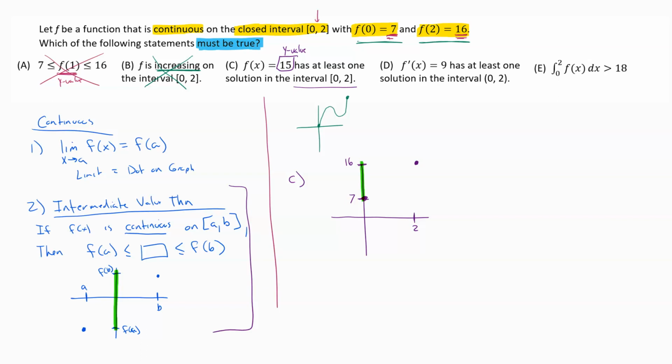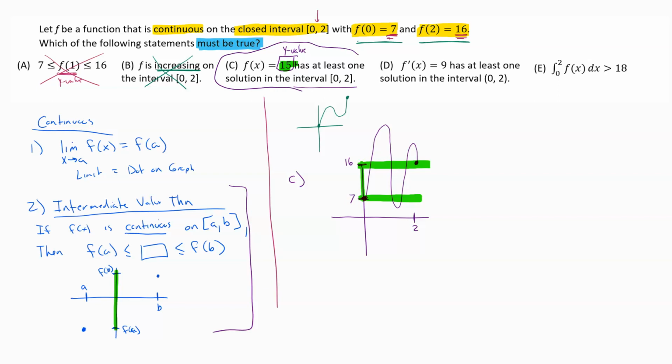The graph could give me other y values. It could go up and down all over the place. But I am guaranteed for sure that I'm going to get every y value between those at least once. And so C is absolutely 100% true. I know for a fact that 15 has to be on this graph because 15 is between 7 and 16. So that is my good answer.